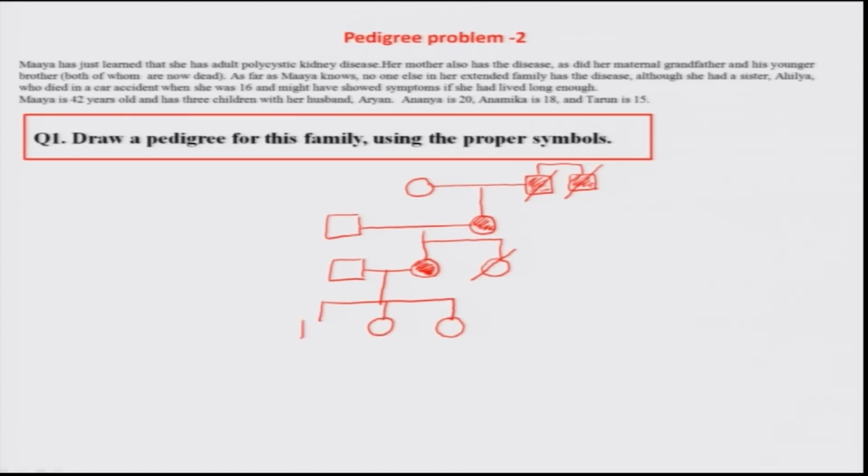They are young, so we do not know whether they would have the disease or not. So, this is the pedigree which we have drawn for Maya. Maya is the proband, so we will make an arrow, and let us now denote the generation. This is first generation, second generation, third generation and fourth generation. So, this is how we draw a pedigree.